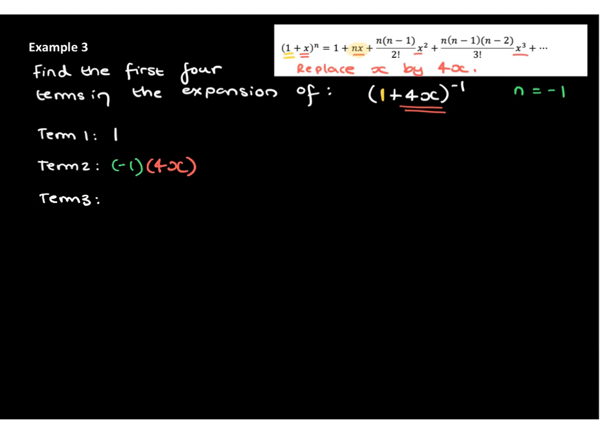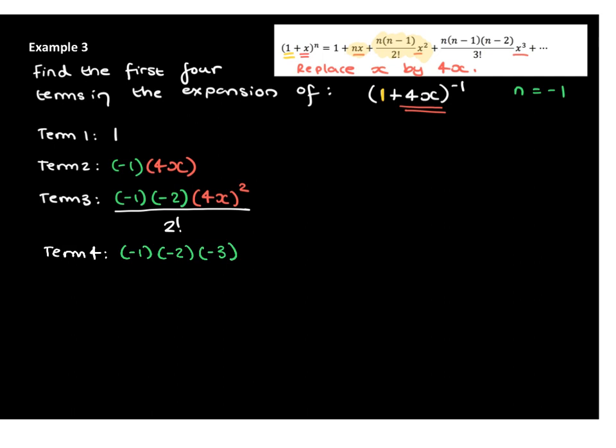Term 3. So we want n minus 1, which is -2, multiplied by x squared. So that's 4x all squared, all over 2 factorial. So just to be very clear, I've completed this term here. So my fourth term is going to be n minus 1, n minus 2, all multiplied by 4x to the power 3, all over 3 factorial.